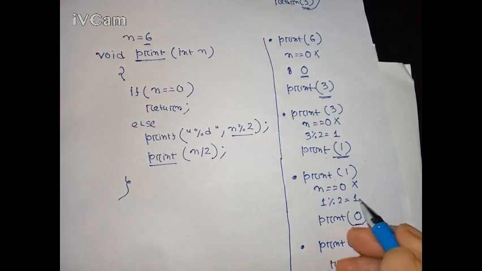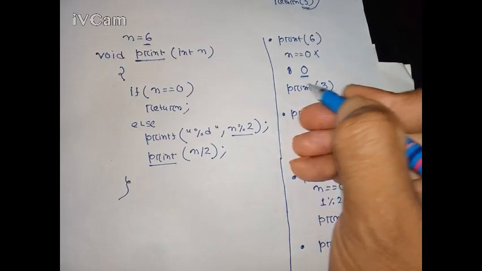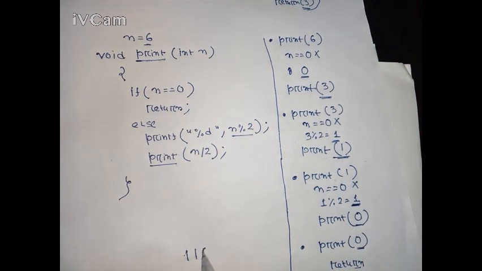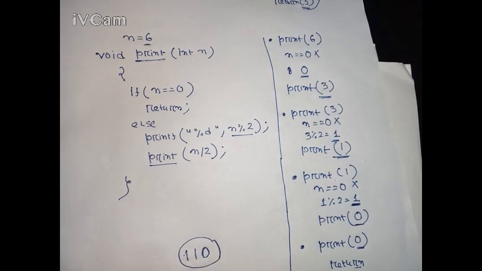In this part it will first print what has already been computed, that is 1, then 1, and then 0. So the stack follows the last in first out method. So what will it print? 1 1 0. The answer is 1 1 0.